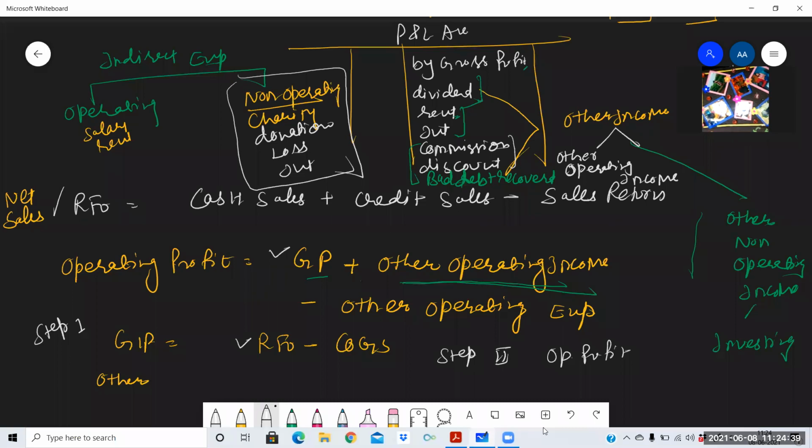Clear? Now put the values in the formula. RFO will be given in the question. Then put the values in the formula to find out the ratio. That is step 3. Step 1, find out gross profit. Step 2, find out operating profit. Step 3, find out RFO if it is not given. Step 4, put the values in the formula. What are the values? Operating profit upon RFO into 100. Clear?